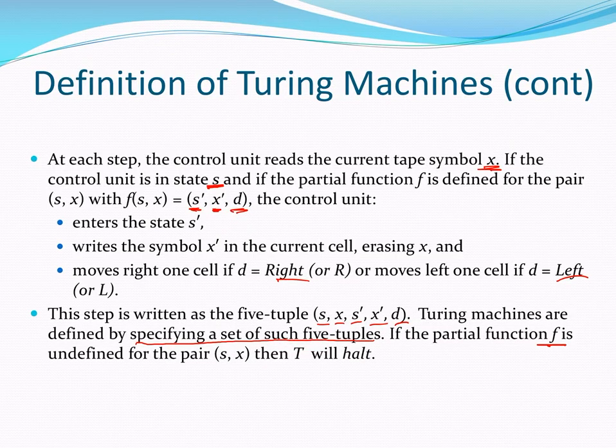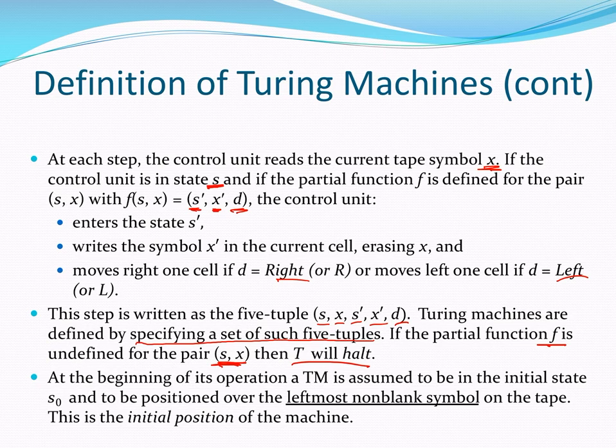If the function encounters a pair for which it's not defined, the Turing machine will halt. So if there's an input associated with a state that doesn't exist in our function, or if there's a state that doesn't exist in our function, then it will halt. How do they start? Well, we always start in the initial state S0 and then over the leftmost non-blank symbol on the tape. There are some machines that start at an arbitrary place on a blank tape. We won't address those until later in the homework. This is the initial position of the machine.